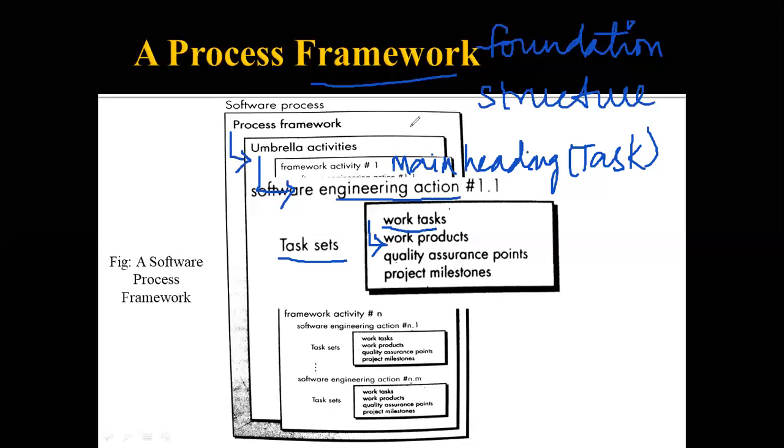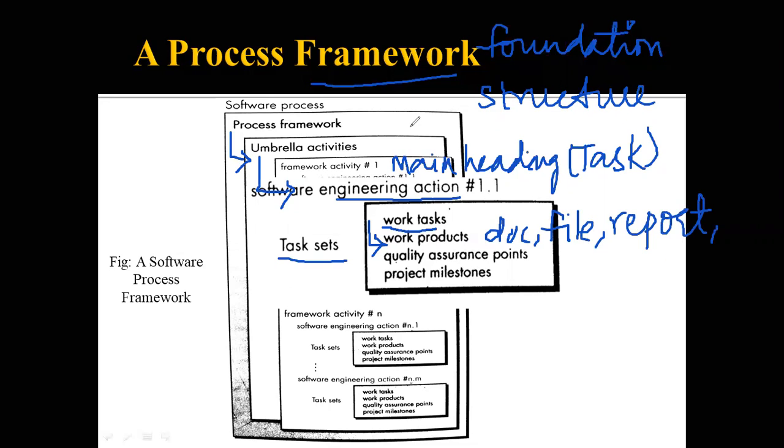Now, as I told, what are work products? Work products can be a document, a file, a report, or any type of data that you're using. What type of data this particular software is going to ensure. Whenever you're writing it down, documenting it, that is called a work product.